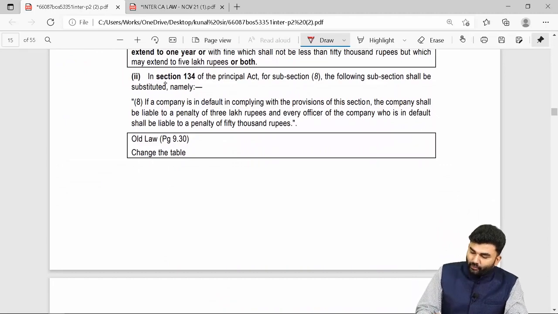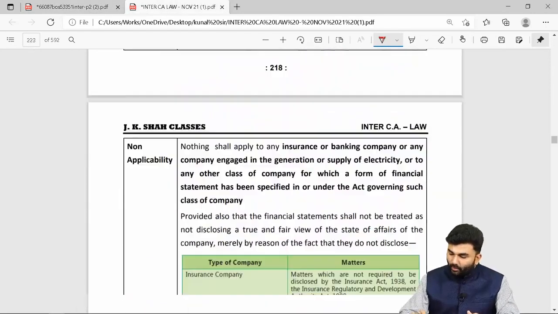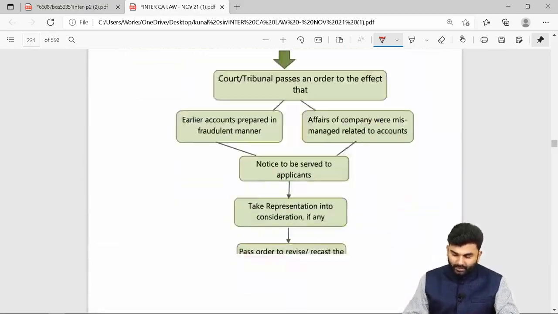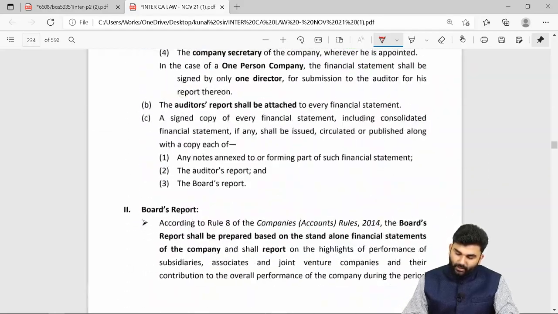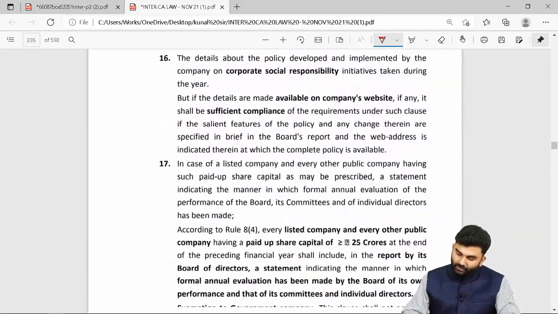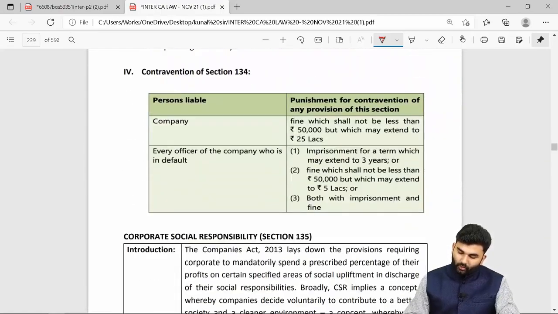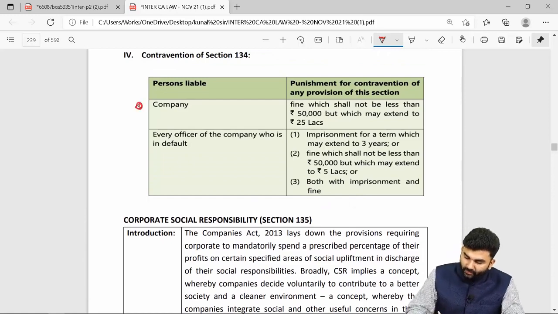The next change we have to make is under section number 134. Section number 134 of Companies Act 2013 will be there in your JKS's textbook, page number 235. There are two penalties which will now get changed.